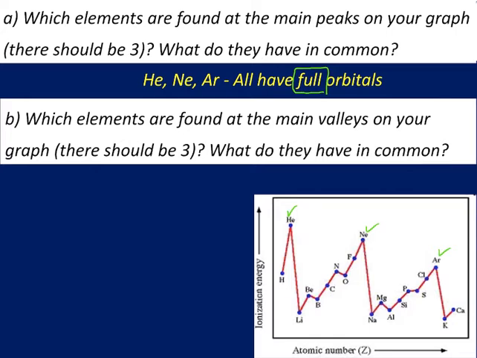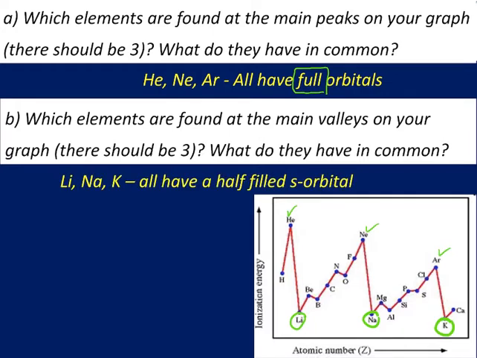We then asked you to look at your valleys. So these are the troughs, the bottom of the valleys, and these guys have in common that they all have half-filled s orbitals. So we have a full orbital, or we have a half-filled, and in this case for the things in our troughs, half-filled s.